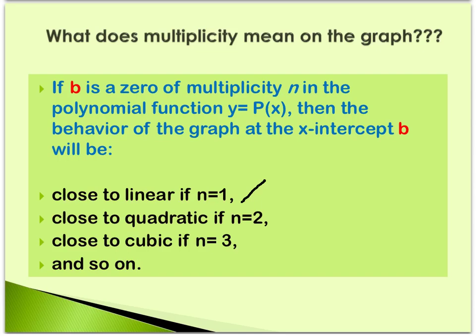Now, if the graph has a multiplicity of 2, then the graph is going to look more quadratic at that point, which means it's going to be more of a U shape like a parabola. If it has multiplicity 3, it's going to look more like a cubic function, which means it'll have that type of shape, and so forth. If it had 4, it would look like a quartic function, okay? So this just helps us figure out what our graph should look like at those particular zeros.